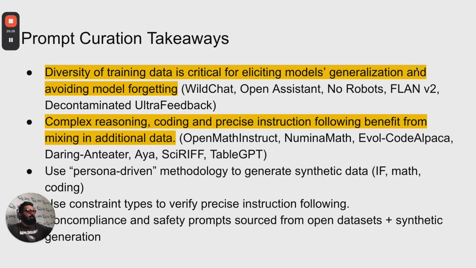So reiterating my prompt curation takeaways: diversity of training data helps generalize and avoids model forgetting. Complex reasoning, coding, and precise instruction following benefit from mixing in additional data related to those skills. Persona-driven methodology for synthetic data generation helps. They use constraint types to verify precise instruction following. Non-compliance and safety prompts are sourced from open datasets and synthetic generation.